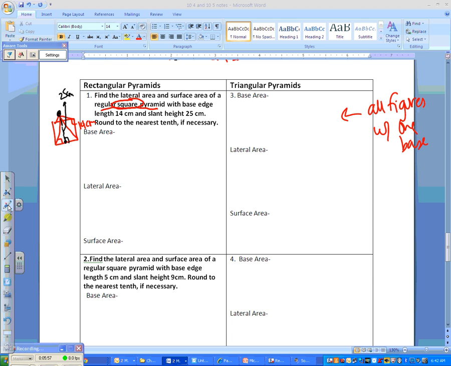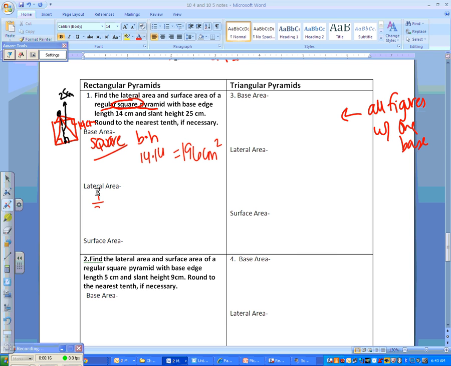Okay, so for the base area, the base area is a square, easy peasy. That's just base times height. And they're both 14, so 14 times 14, which is 196 square centimeters.